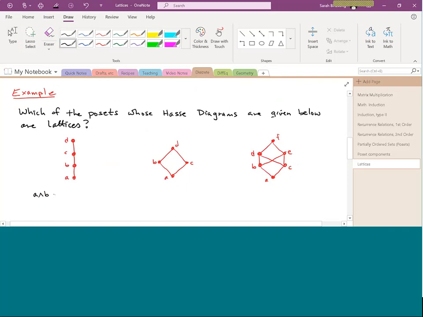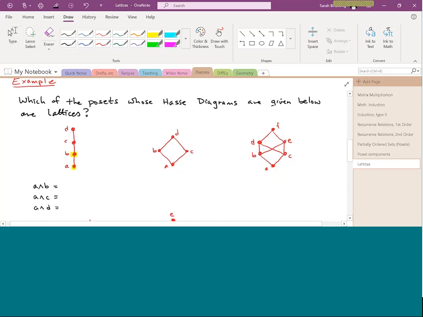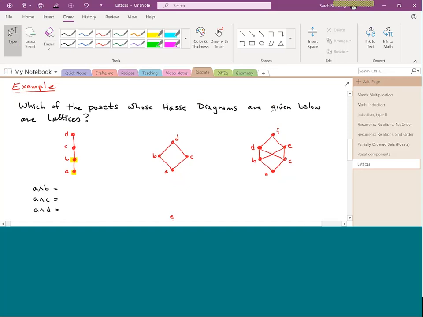Anybody have a guess what the meet of A and B might be? And I'll go ahead and highlight them in the picture. And while you guys are thinking out what the meet of A and B would be, I'm going to write out the next ones we'll look at. Or the next 3 we'll look at. Anybody have a guess? Remember, the meet was the greatest lower bound.